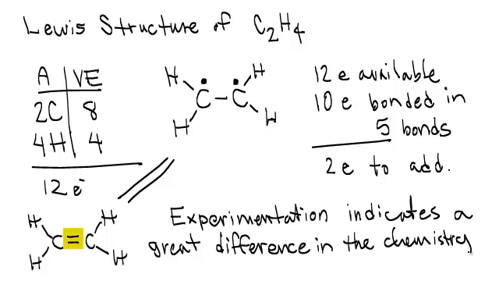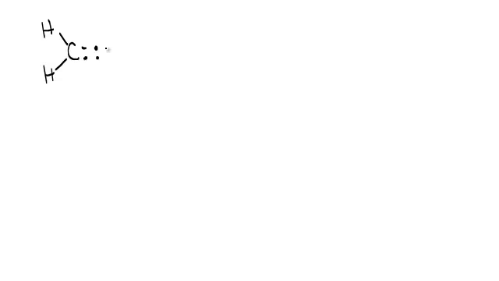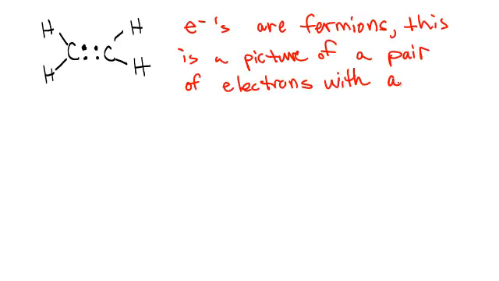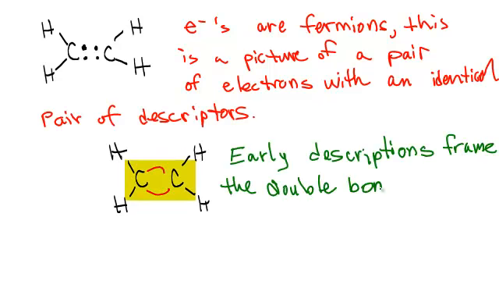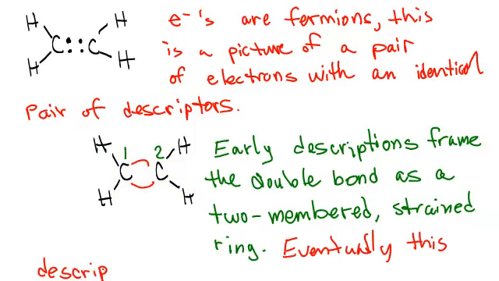Even though the Lewis structure indicates that these 2 electron pairs involved in bonding are exactly the same, experimentation indicates a great difference between the chemistries of these 2 electron pairs. Putting these 2 electron pairs between the 2 carbon atoms is impossible. Electrons are fermions and cannot have the same quantum mechanical descriptors. In this case, each pair would have to have at least 2 electrons with the same quantum mechanical descriptions. To get around this, early descriptions framed the double bond as a 2-membered ring, a strained ring. Eventually this description failed as well.